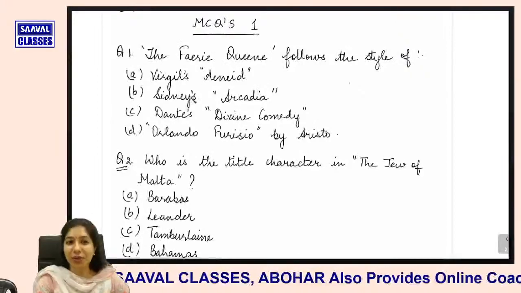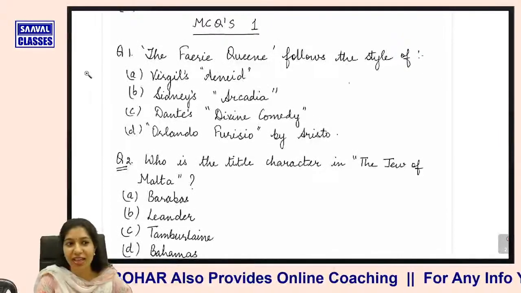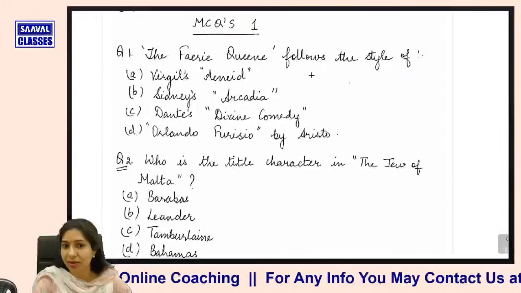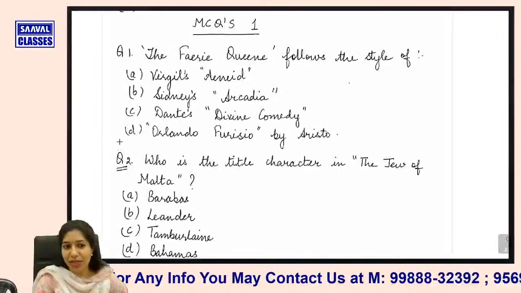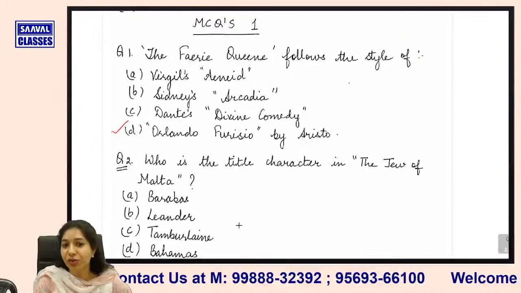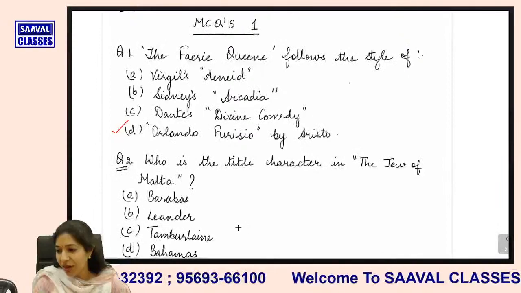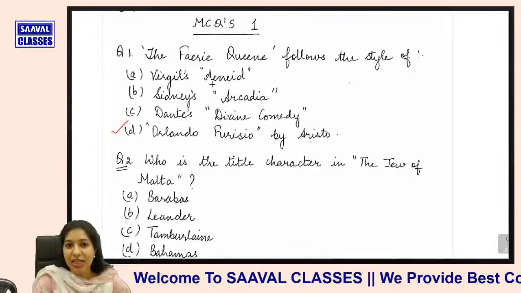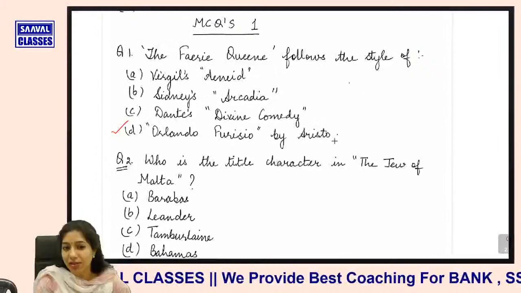So the first question is: The Fairy Queen follows the style of, and we can say the Fairy Queen, where did Spenser get the inspiration for writing the Fairy Queen? So the answer of this question is: he followed the style of Orlando Furioso by Ariosto. Yes, you all are right. The answer of the first question is D. Fairy Queen follows the style of Orlando Furioso by Ariosto.